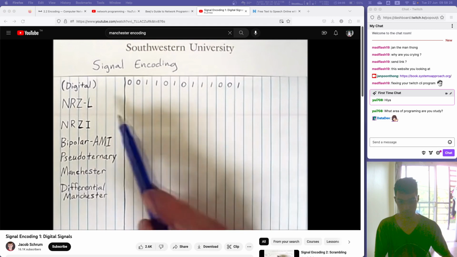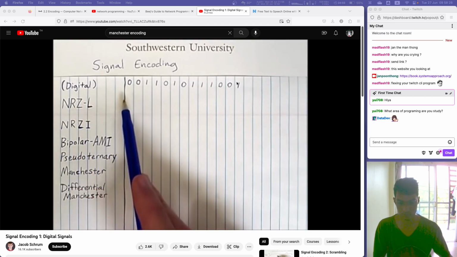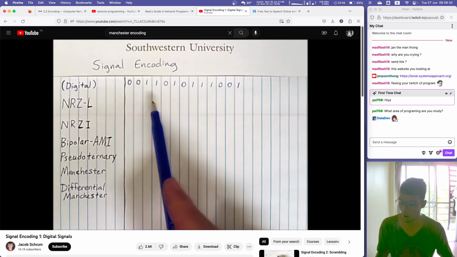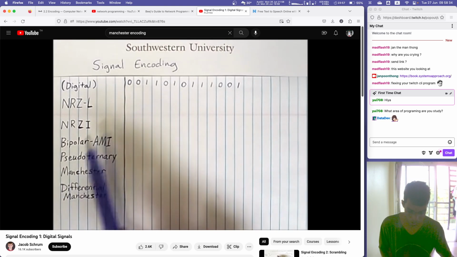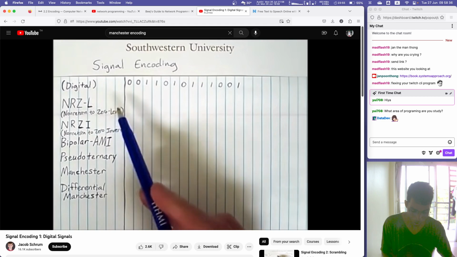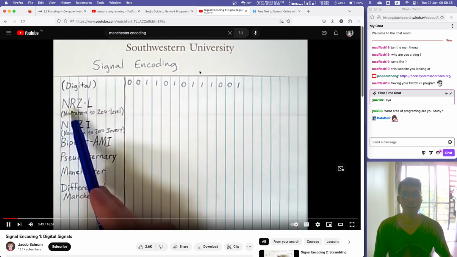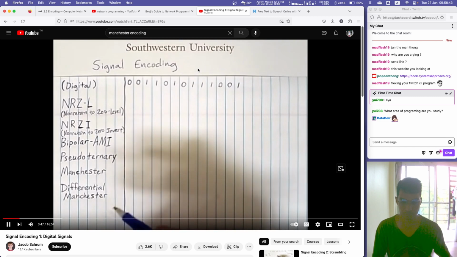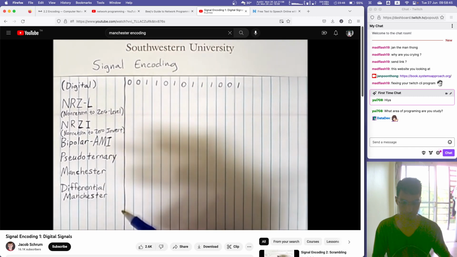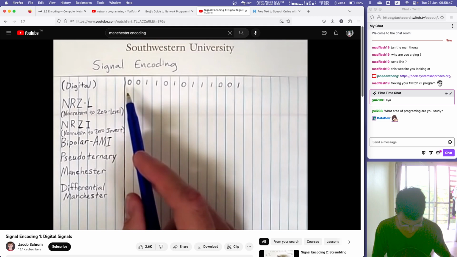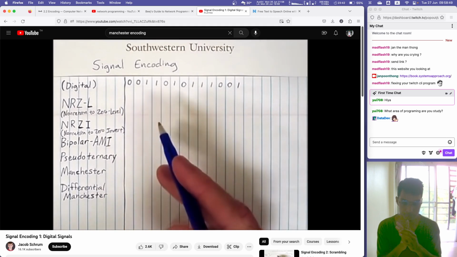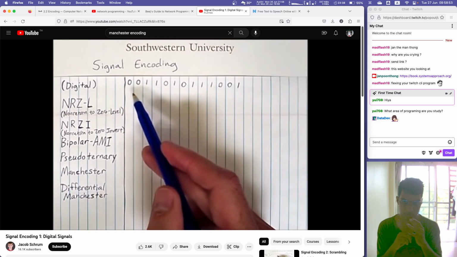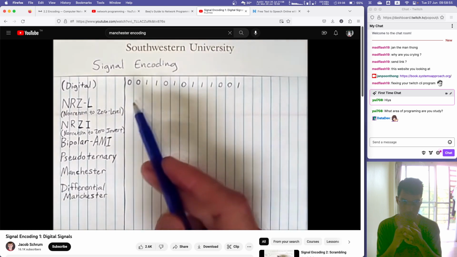Levels. So for each encoding method, I will draw a line indicating how the voltage level alternates as the encoded bit changes. The first method I'll be discussing is non-return to zero level. This method is pretty straightforward. It's more or less what you'd expect for encoding bits. We have one voltage level corresponding to 0, and another voltage level corresponding to 1.